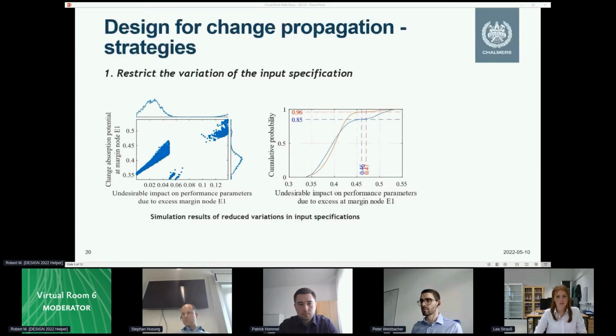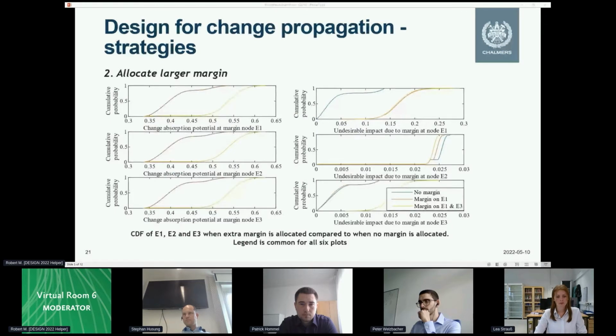To reduce the probability of change propagation, there could be two strategies. Firstly, once the bounds where change propagates is known, the variation in input specification is reduced. For instance, such a reduction causes the probability of high impact to drop to a lower probability of low impact. The absorption potential on the graph on the left also shows a reduction in propagation probability.